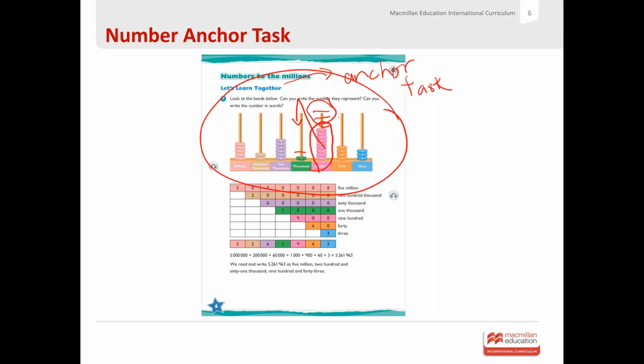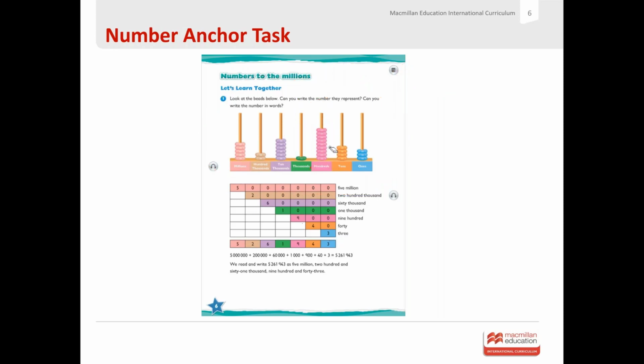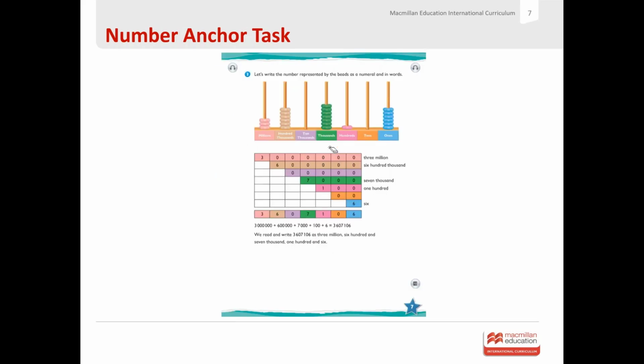So these are ways that I can extend my faster learners who are getting this quicker than others, whilst at the same time, I don't want them to move on to a different lesson or a different topic. I want them to stick to this lesson, but at the same time, I want them to be able to challenge themselves and flourish in the lesson as well.